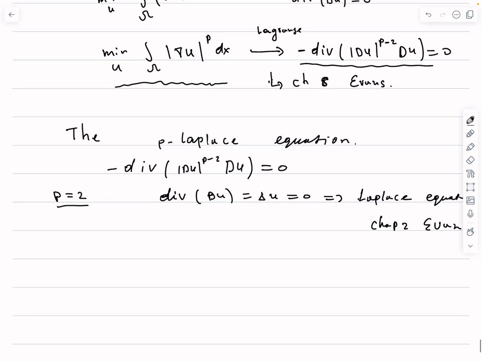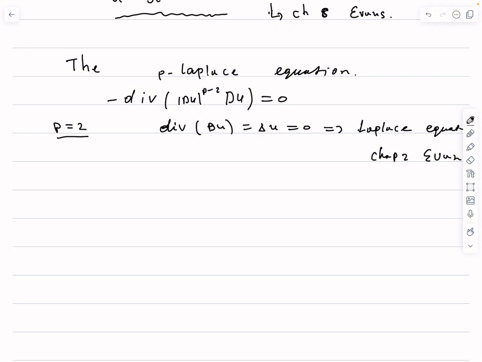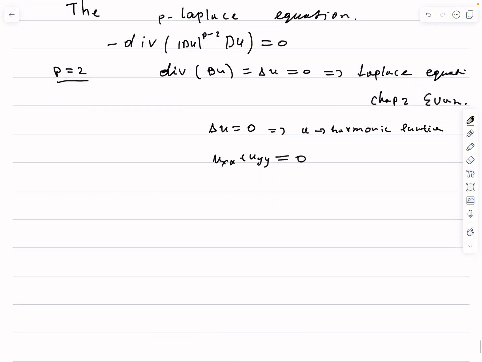So how about if the Laplacian of u is equal to 0? We say that u is a harmonic function. What does this mean? u_xx plus u_yy, for example in 2 dimensions, is equal to 0. The second partial derivative of u with respect to x plus the second partial derivative with respect to y is equal to 0.